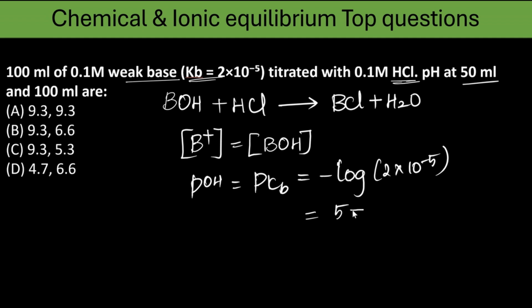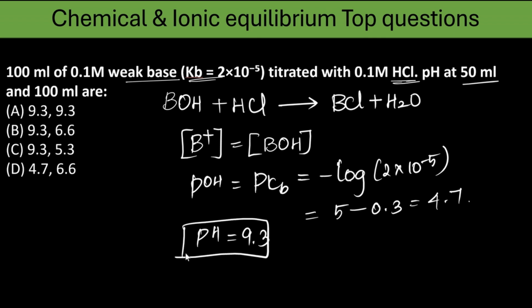To solve it, 5 minus 0.3, which is 4.7. So pOH, that is 4.7. What about pH? So pH will be equal to 9.3, right?